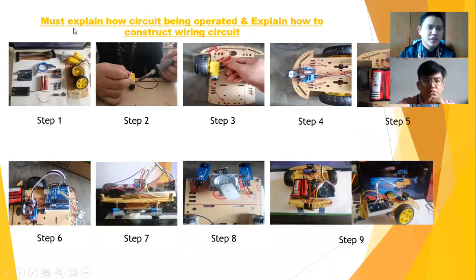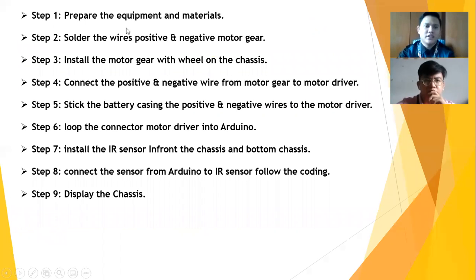Okay, in this slide, we must explain how the circuit is operated and how to construct the wiring circuit. Okay, this is step 1, step 2, step 3 until step 9. This is our picture. For step 1, prepare the equipment and materials. Step 2, solder the positive and negative wires to the motor gear. Step 3, install the motor gear with wheel on the chassis.